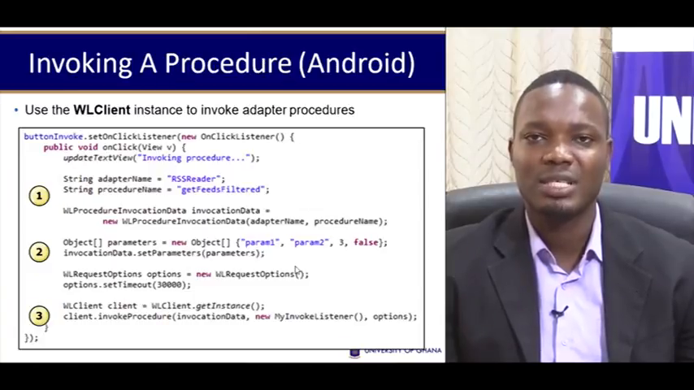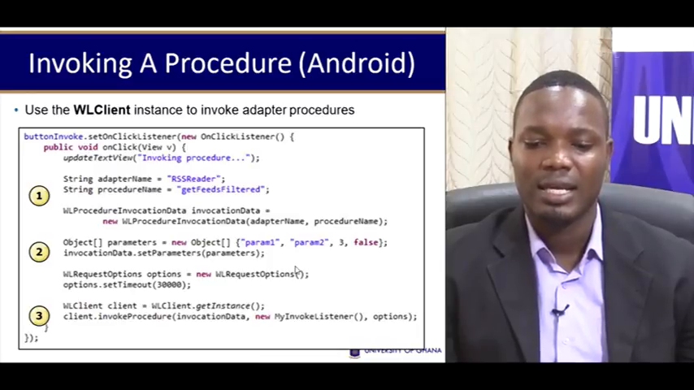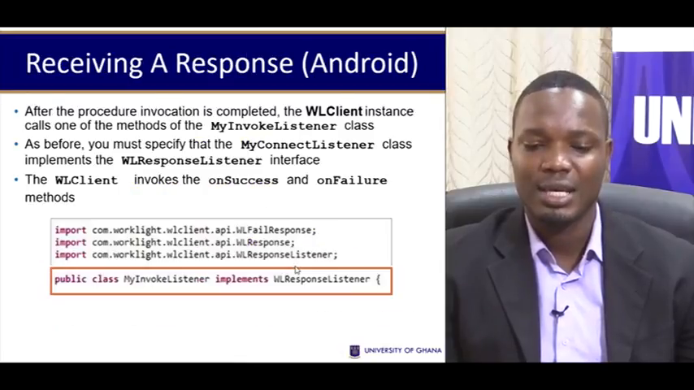So to invoke a procedure in this native application, we need to follow 3 steps. Using the WLClient instance, we can invoke adapter procedures. The first one, we need to provide the adapter and procedure names. Then we create our invocation data. Then secondly, we need to set the parameters of the invocation data. Then finally, we will call on our WLClient to invoke the procedure.